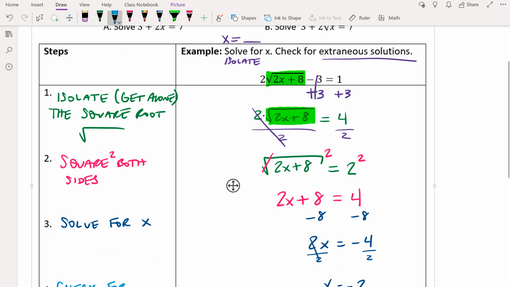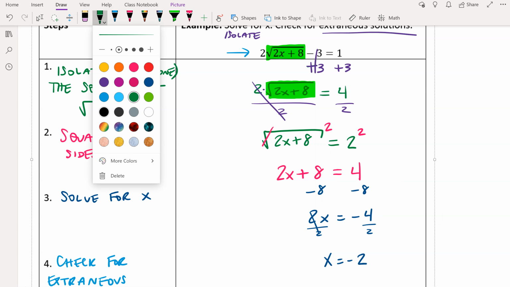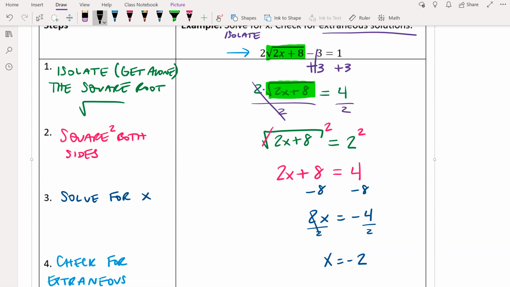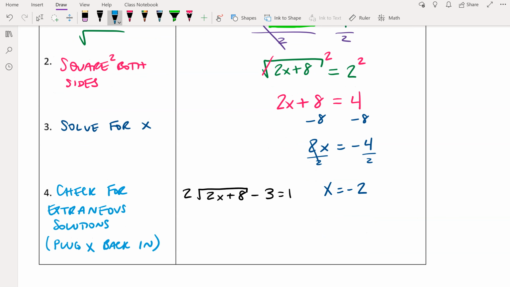So where are we going to look? We're going to look here. Let me write down the equation that we started with so we can look at it as we check for extraneous solutions. Here's where we started: 2 square root of 2x plus 8, minus 3, equals 1. I need to make sure the square root doesn't look like it's going over the negative 3. When I say plug in for x, I mean we're only going to plug in what we got for x and check if it works.